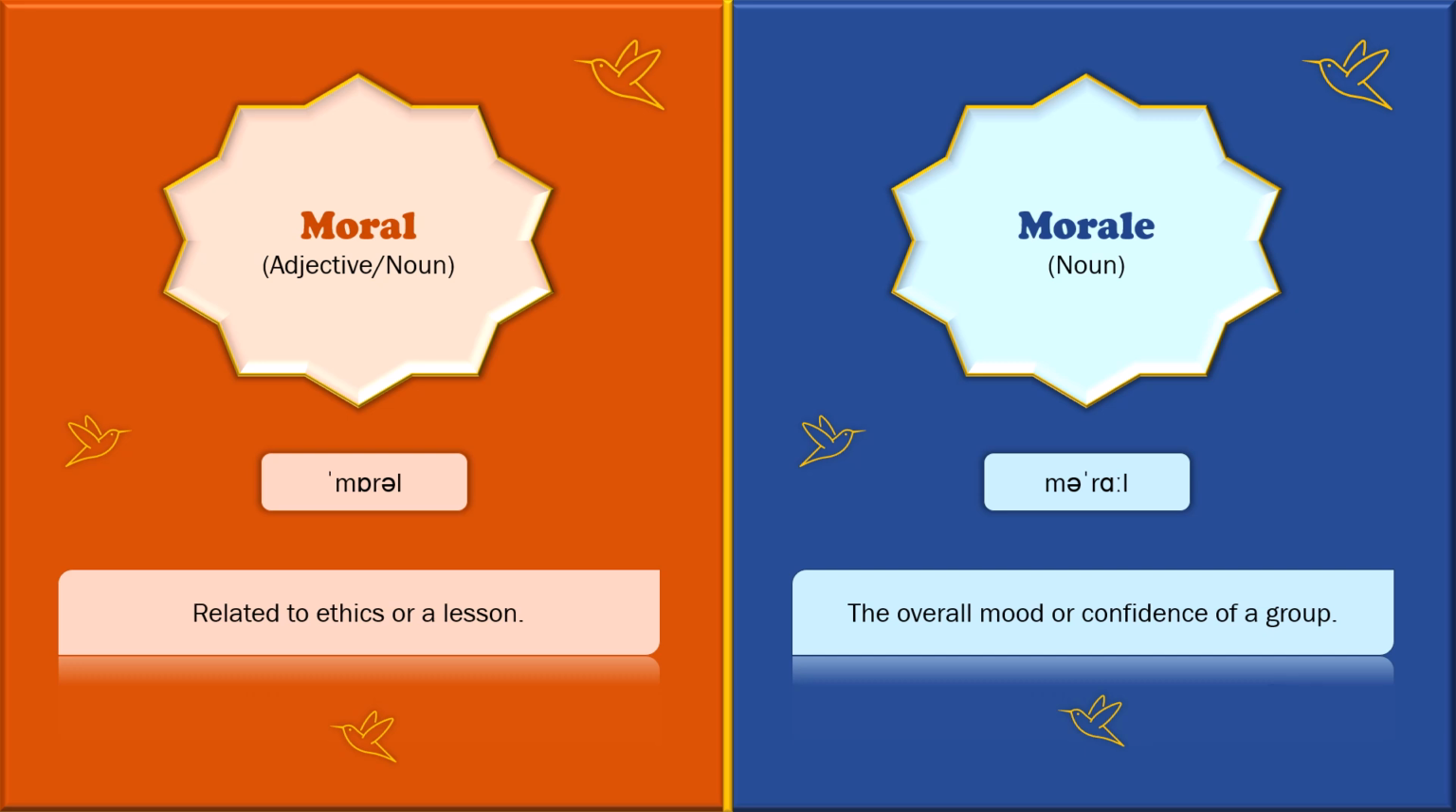from a story or experience. For instance, you might say, the moral of the story is to be kind. Meanwhile, morale is a noun that refers to the mood or spirit of a group of people. For example, the team's morale improved after the big win. While these words sound alike, they serve very different purposes in language.